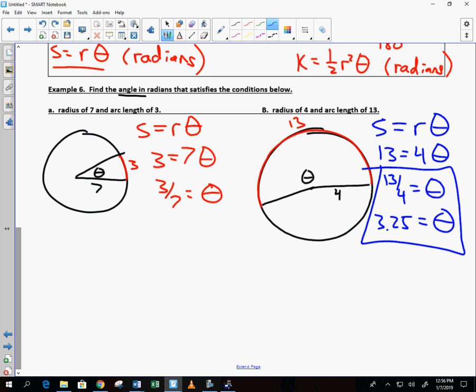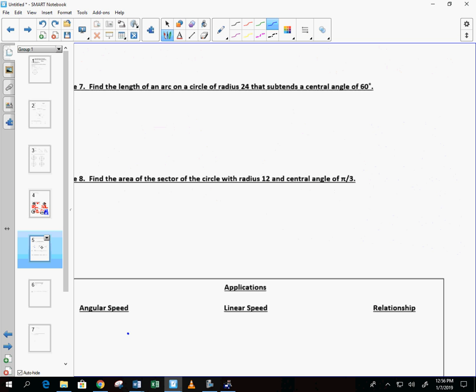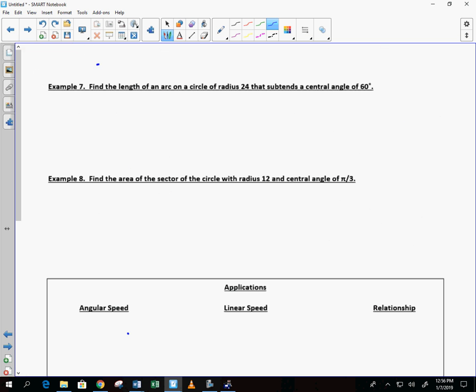Let's look at the type of problem you're going to receive on the test. Find the length of an arc on a circle of radius 24 that subtends a central angle of 60 degrees. I have a circle. The radius is 24, the central angle is 60 degrees, and I would like to find the length of the arc. Do I have a formula for arc length? What is the formula? Great. So S is equal to r, which is 24, times theta. What is theta?